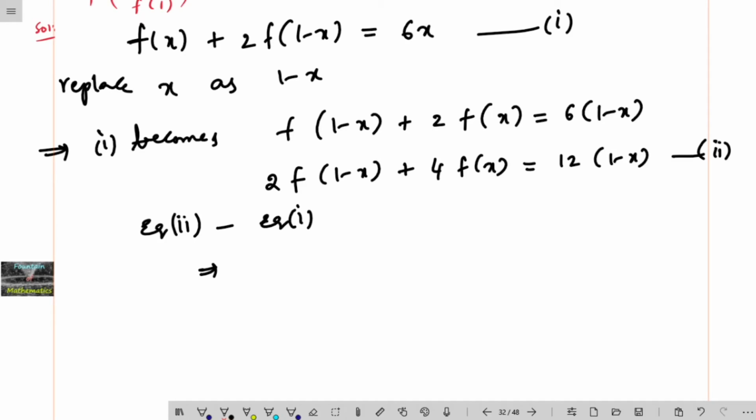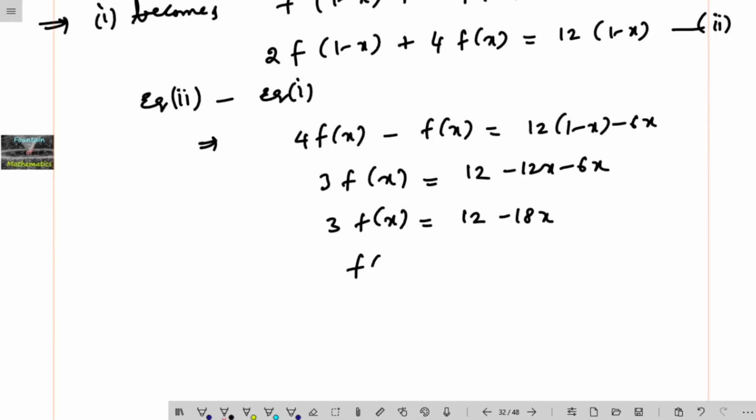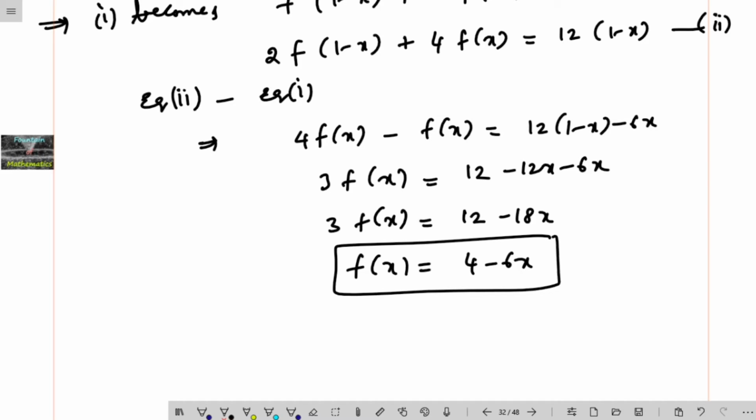Equation 2 minus equation 1, which implies here 2 times f of 1 minus x gets cancelled. 4 times f of x minus 1 times f of x is equal to 12 times of 1 minus x minus 6x. So that is 3 times of f of x is equal to 12 minus 12x minus 6x, that is 3 times of f of x is equal to 12 minus 18x, or we can just consider f of x is equal to 4 minus 6x. So this is your f of x. Then what is f dash of x? F dash of x is equal to minus 6. We got f dash x is also minus 6.